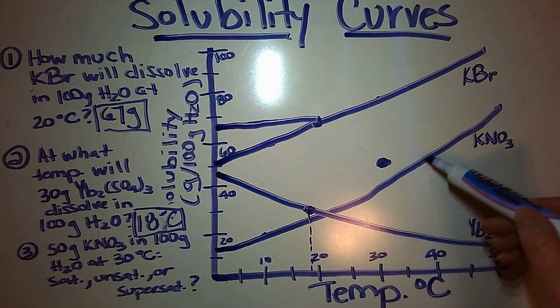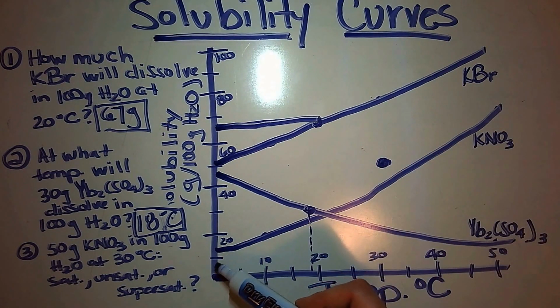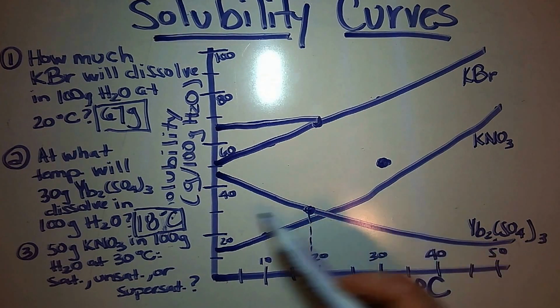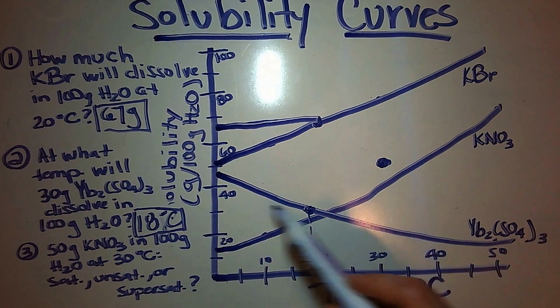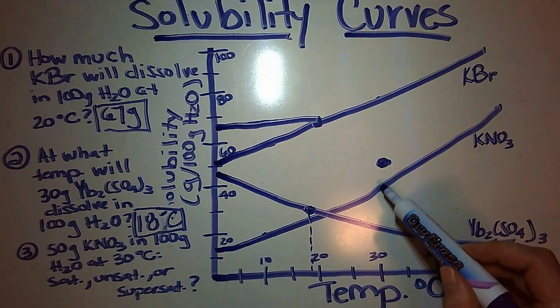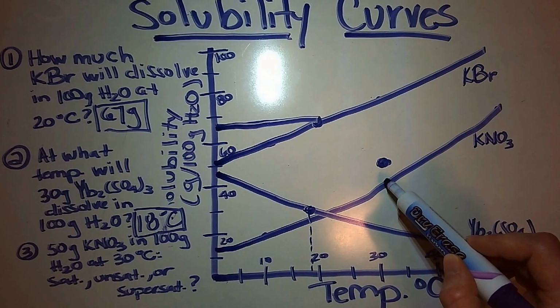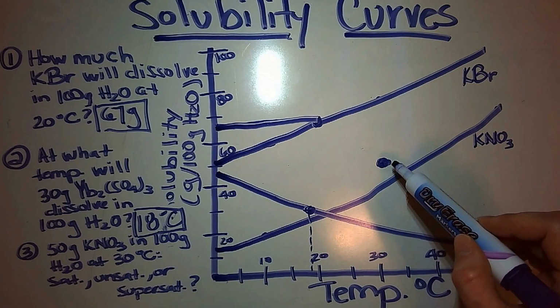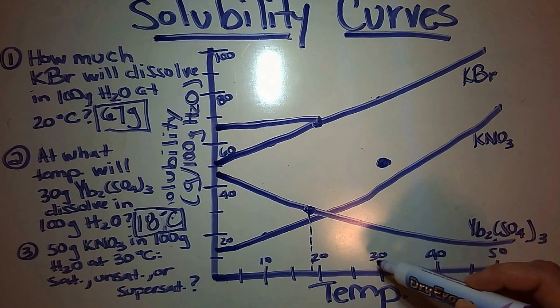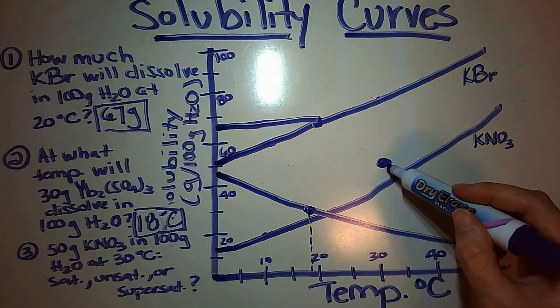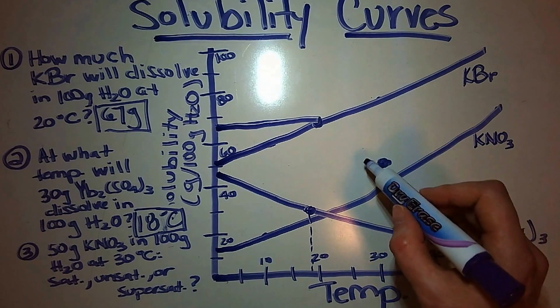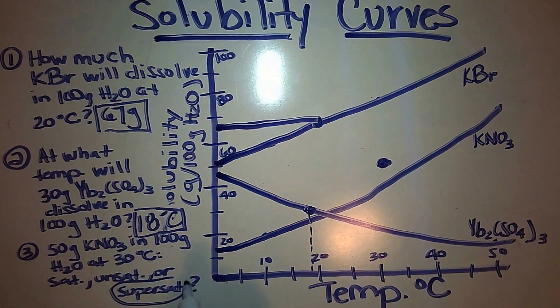So now, here's my substance line. And again, anything along this line is saturated. So if I made a solution that contained around 35 or 38 grams of KNO3 at 30 degrees Celsius, I would have a saturated solution. But the solution I'm trying to make has 50 grams at 30 degrees Celsius. So my plot is actually above my line, so it would be supersaturated.